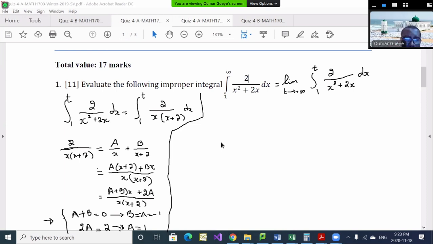All right, next we're going to substitute a and b by their values in this equation. So we'll get now the integral from 1 to t of 2 over x times (x plus 2) dx.